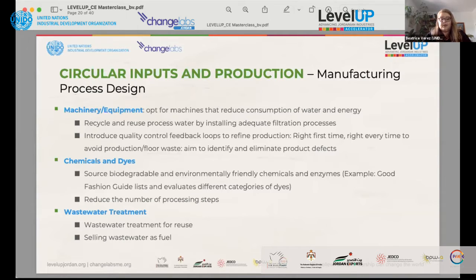And finally, when it comes to the wastewater treatment, going back to earlier of the efficient use of water, in the event that you are unable to treat the wastewater in a way that it can be reused, to consider where it can go next. So for example, is it possible to sell the wastewater as fuel? That again is something that you will have to audit your ecosystem to see if that service is available and whether it's feasible for your company to include that as part of your process.